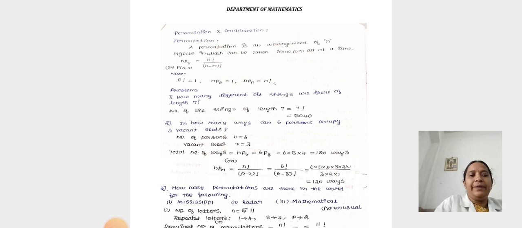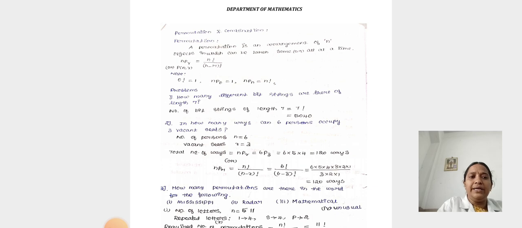Or using another formula, nPr is n factorial by n minus r factorial. You have to replace n by 6 and r by 3. You will get 6 factorial by 6 minus 3 factorial. Then 6 factorial is written as 6 into 5 into 4 into 3 into 2 into 1. Then 3 factorial is 3 into 2 into 1. The answer is 120.